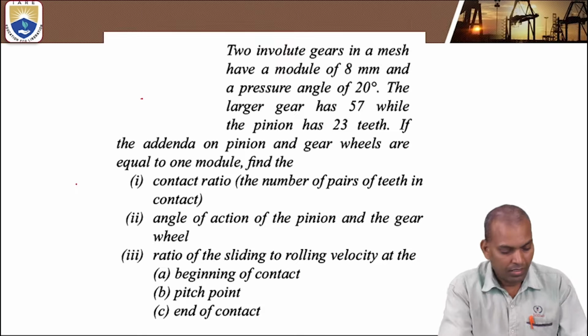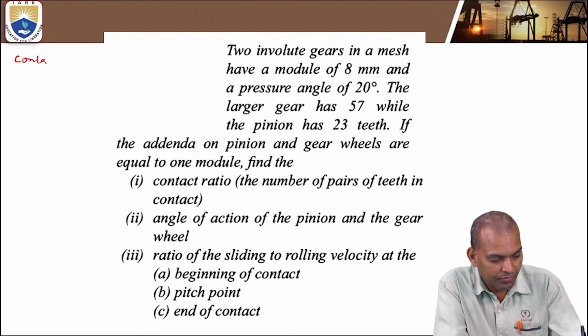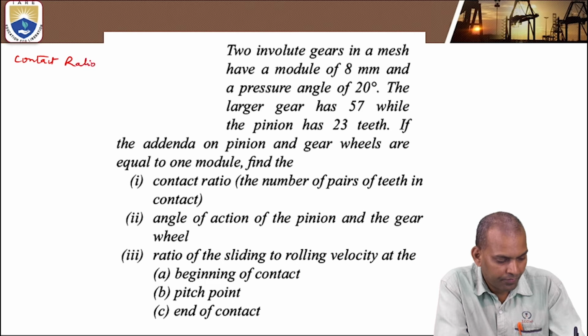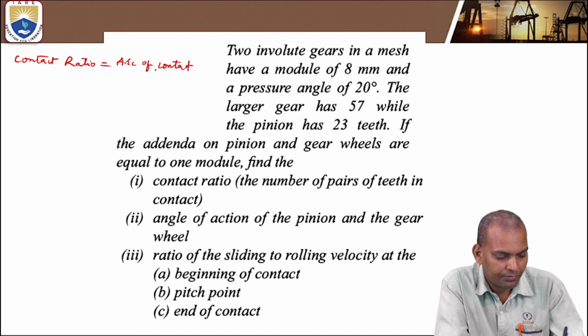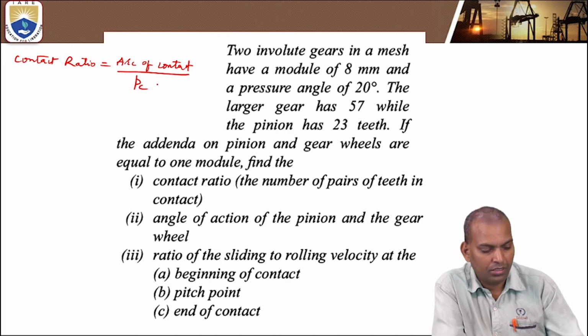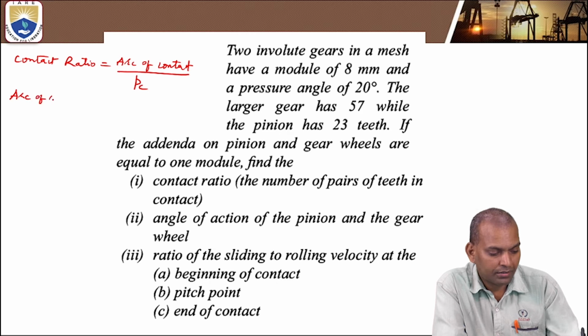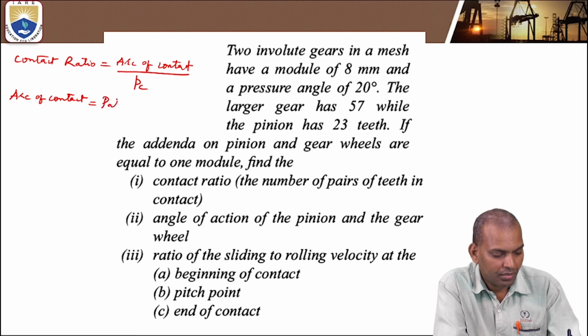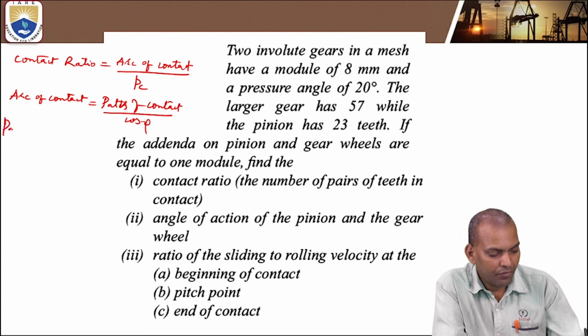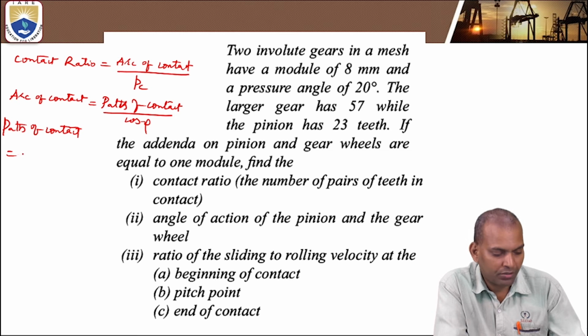First, contact ratio equal to arc of contact by circular pitch. Then arc of contact equal to path of contact by cos phi. Now path of contact equal to path of approach plus path of recess.